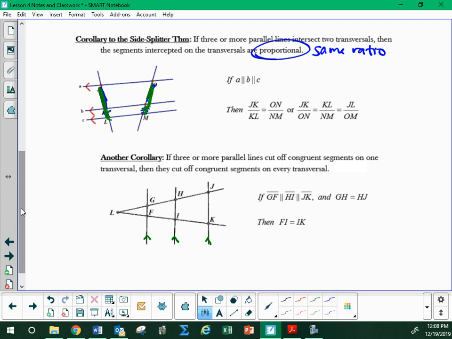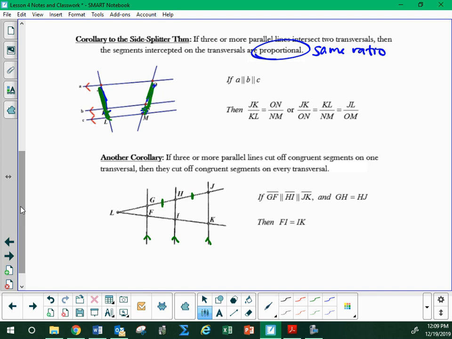And we still have our transversals here. But this is a specific case where our parallel lines are drawn in such a way, and our transversals are drawn in such a way, that it cuts off congruent segments. So what it's saying here is, what if my lines are parallel, and on top of that, we know that GH and HJ are the same. Okay, so this is a specific case of the corollary before. When that happens, then I can know any transversal I draw through here will also create congruent pieces.